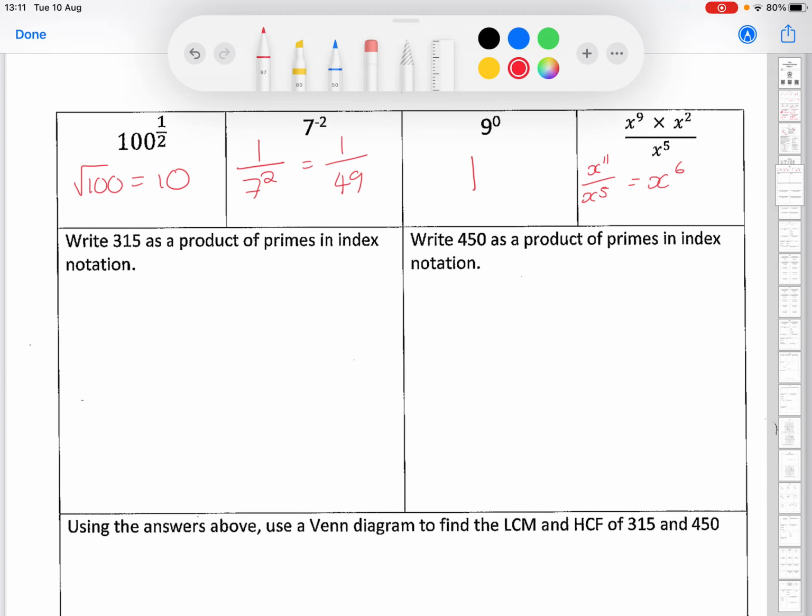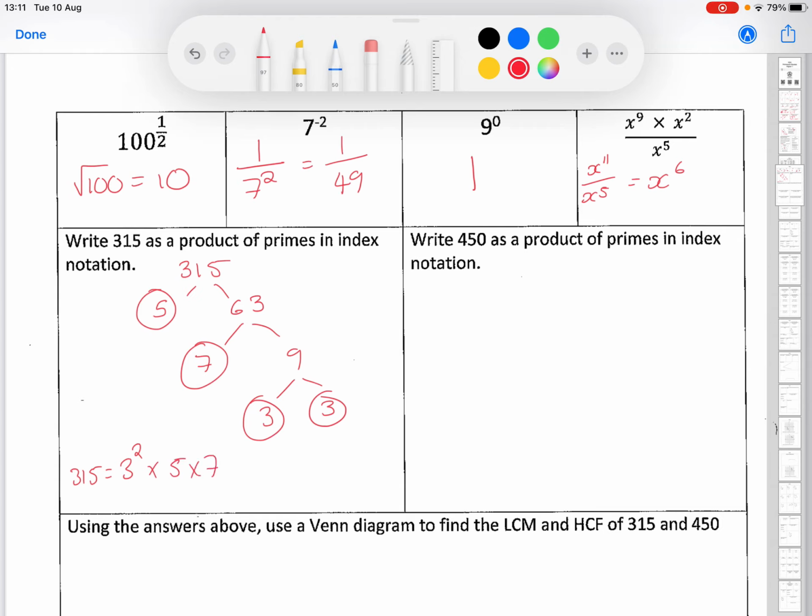If we are writing a number as a product of its primes in index form, we start with 315. It ends in 5, so I know 5 goes into it. 5 times 63 is 315. Two numbers multiplied to make 63: we can do 7 times 9. 7 is a prime number, and two numbers multiplied to make 9 are 3 and 3, both prime numbers. So 315 can be written as 3 to the power of 2 times 5 times 7.